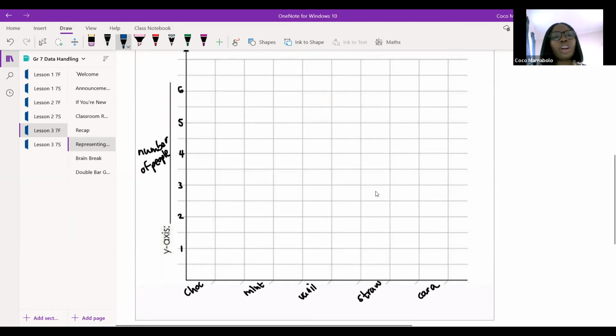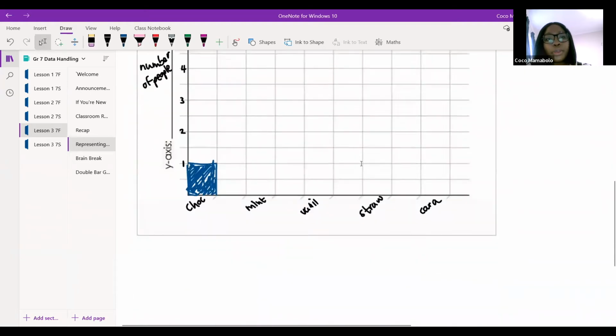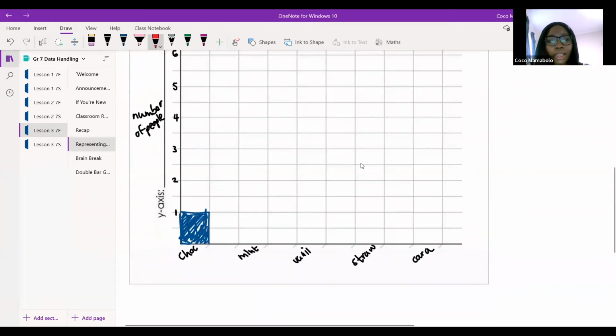All right, so we know that chocolate is 1 person, and for 1, I need to color in 2 blocks. So I'm going to do this. That's my person with chocolate. Now to make sure that I don't get this confused with the mint choc, I'm going to skip a block and go to the next block and draw mint. How many people liked mint chocolate, guys? 4 people. So in order to get from 0, I forgot my 0, okay, 0 over here to mint choc.